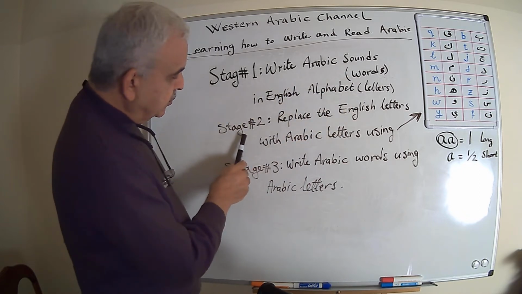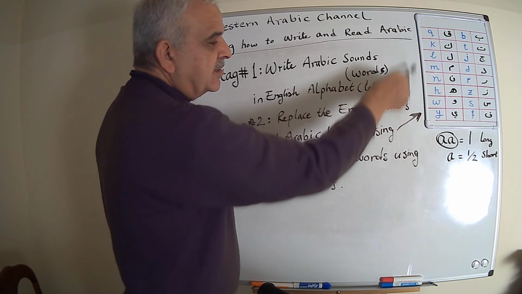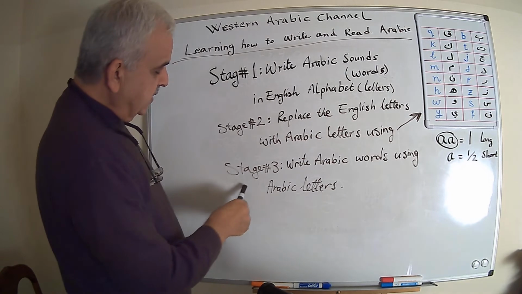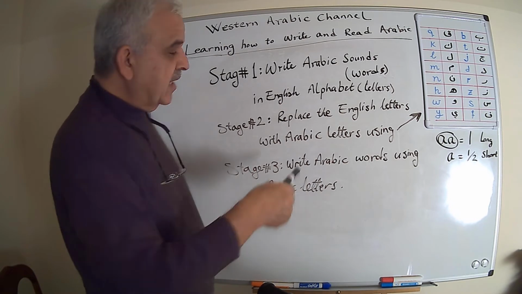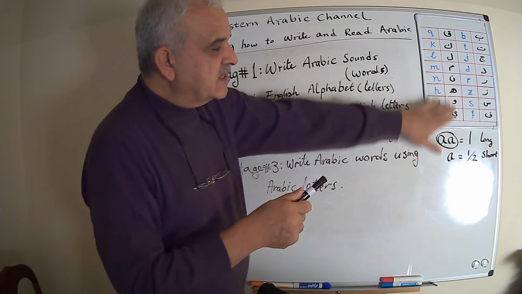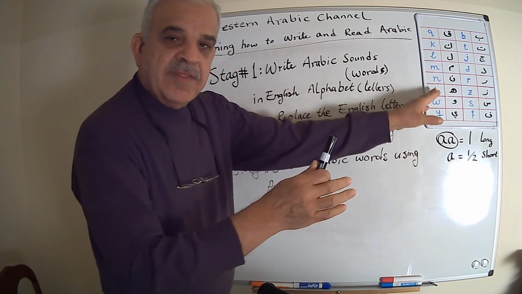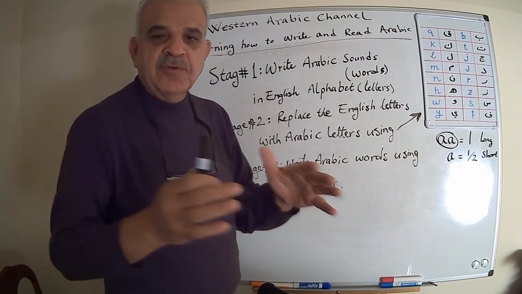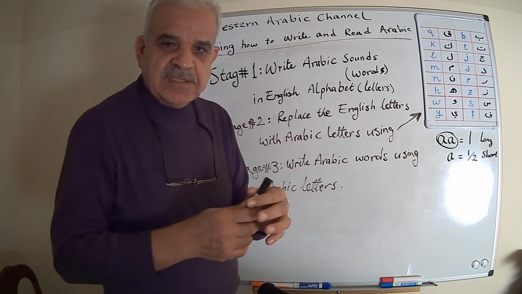Then in stage two, we are going to replace the English letters with Arabic letters using a chart which has the English and Arabic alphabet. Then in stage three, we are going to write Arabic words using Arabic letters directly. After learning and recognizing the Arabic letters, we will start writing Arabic right away with Arabic letters. Those who learn how to write will be able to know how to read. So writing and reading are two skills related to each other.